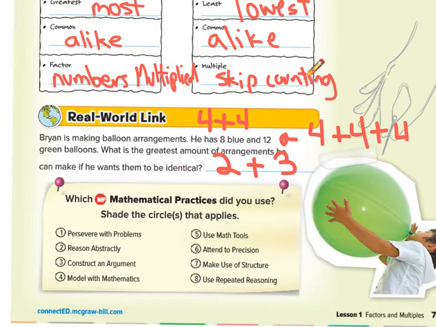I can make 4 arrangements where I have 2 blues and 3 greens. So one arrangement would look like this, and it's 5 balloons in total, right? And I said I could have 4 of these. 4 times 5 is 20. 8 plus 12 is 20. So it would work.